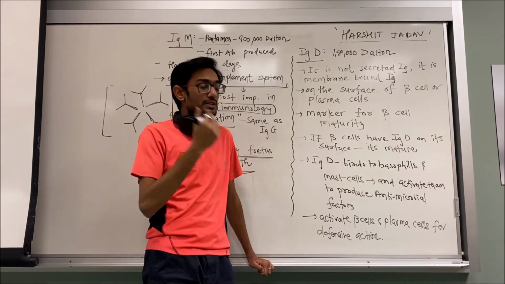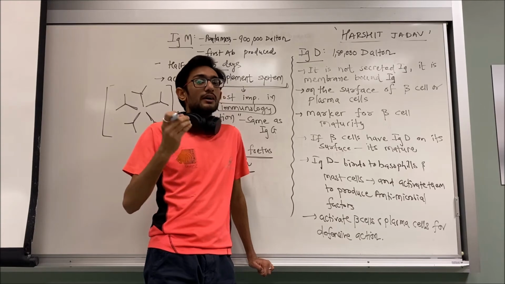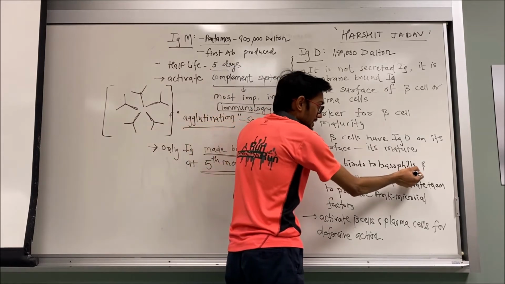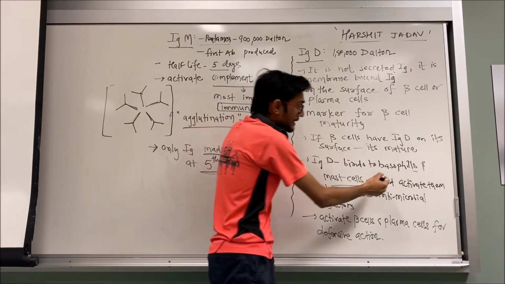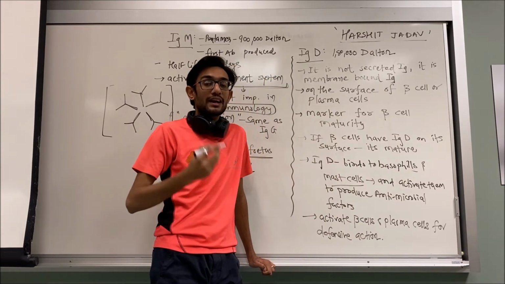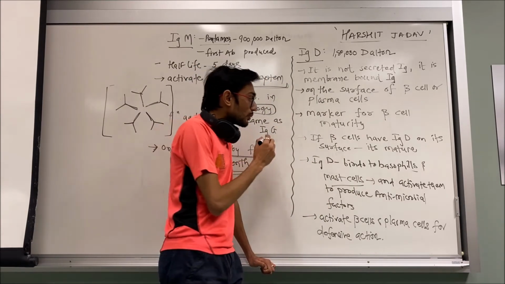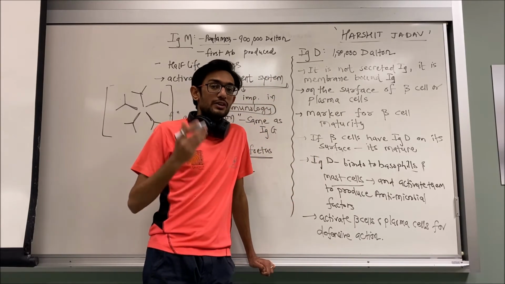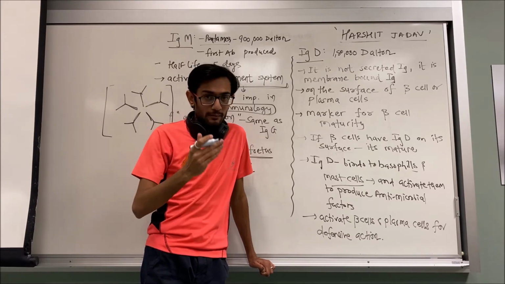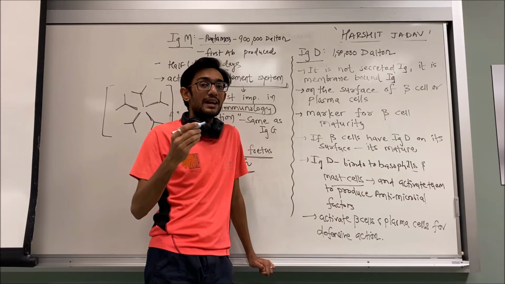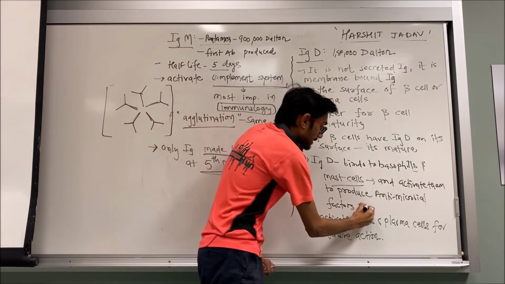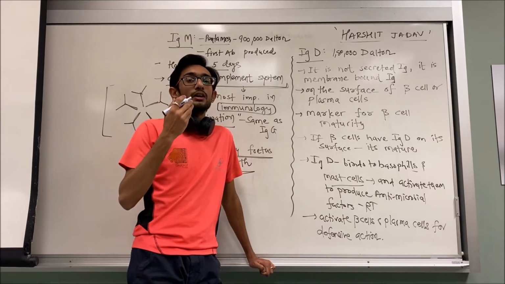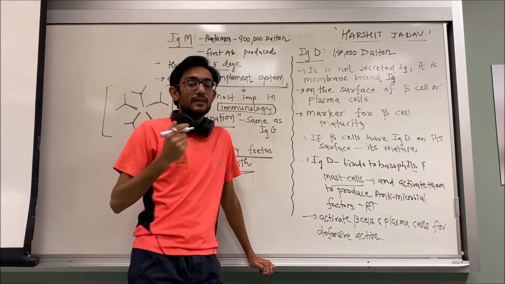Now, what is the function of this IgD? IgD has very little function in the body's defense mechanism, but still it binds to basophils as well as mast cells and activates these cells to produce antimicrobial action in the respiratory tract. Remember, this is the only function identified till date. It binds to basophils as well as mast cells and activates them to do what? Produce antimicrobial factors in the respiratory tract. It also activates B cells or plasma cells against the body's defense mechanism.